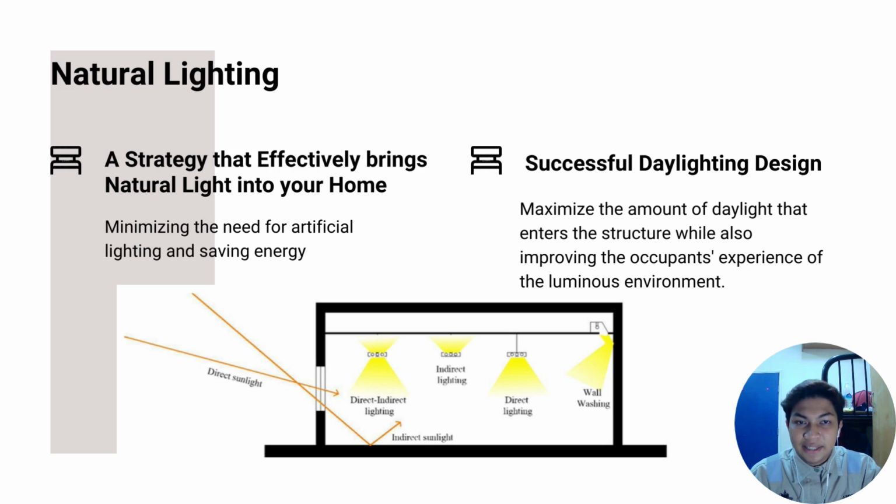A successful daylighting design will maximize the amount of daylight that enters the structure while also improving the occupant's experience of the luminous environment. It's not only about increasing light levels when designing for daylighting. The occupant of a space can feel very uncomfortable when there is too much sunshine present. Control, not just of light levels, but also of the direction and distribution of light, is the important concept in daylighting design.